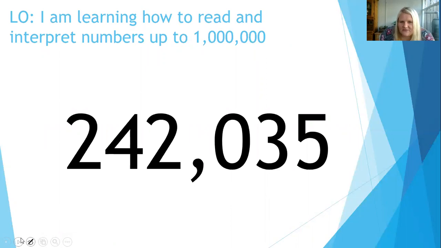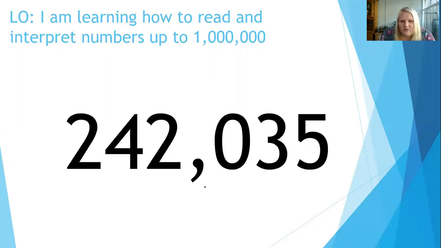Now this is where we get to for Year 5. We are looking at numbers that have 6 digits up to a million. That's our learning objective for today: how to read and interpret numbers. We're going to get on to writing next time, up to a million. So we've got 242,035. Say that with me again.